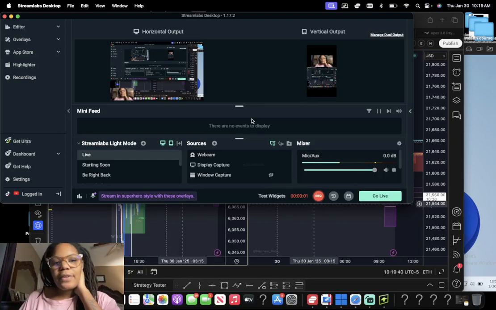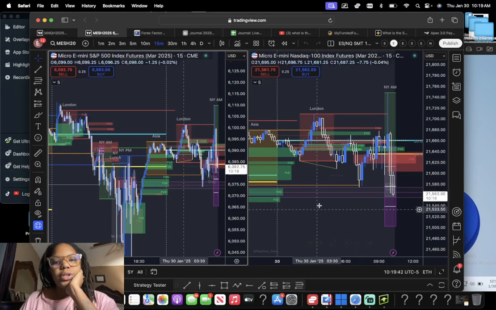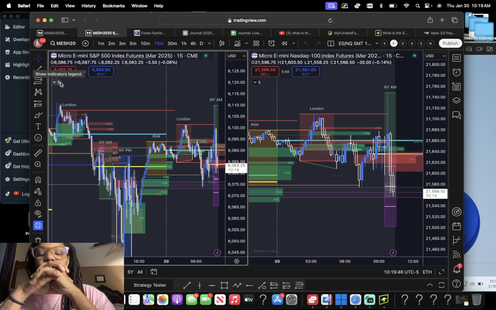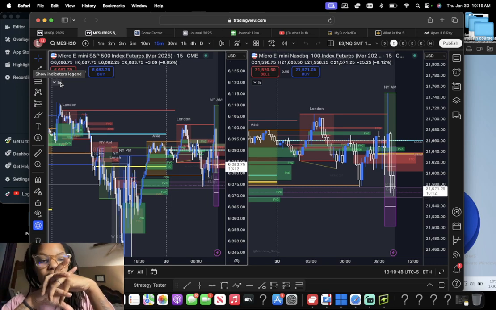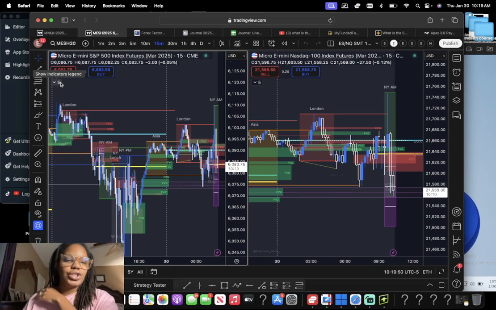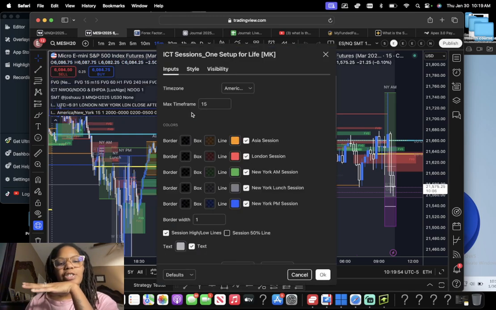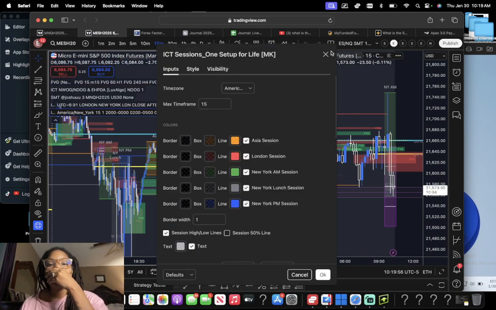Okay, y'all, I wanted to make a video about these ICT indicators. So I use the ICT everything, ICT sessions, right? One set for life. And I switched to ICT kill zones and pivots because a lot of people like it. This is the one I use. And I realized there's so much more on this one that the ICT kill zones and pivots just doesn't have.